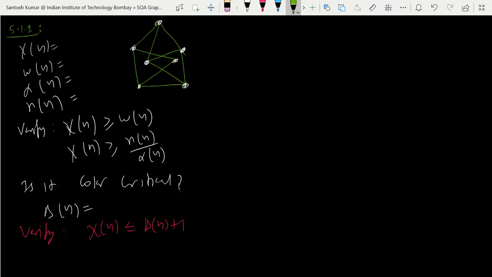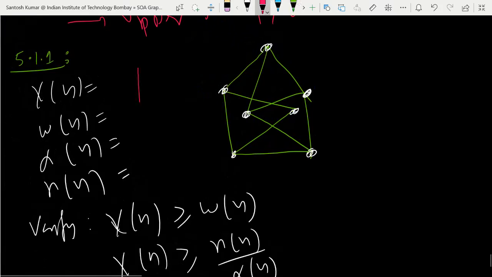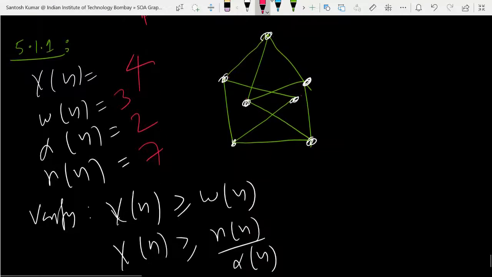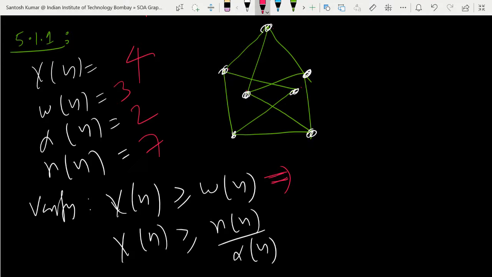Sir, chromatic number 4. Okay, so chromatic number is 4, clique is 3, independence number is 2, vertices 7. Now we can check simply whether this is verified or not. Everyone please check. If anyone has a doubt, I can do it for you.